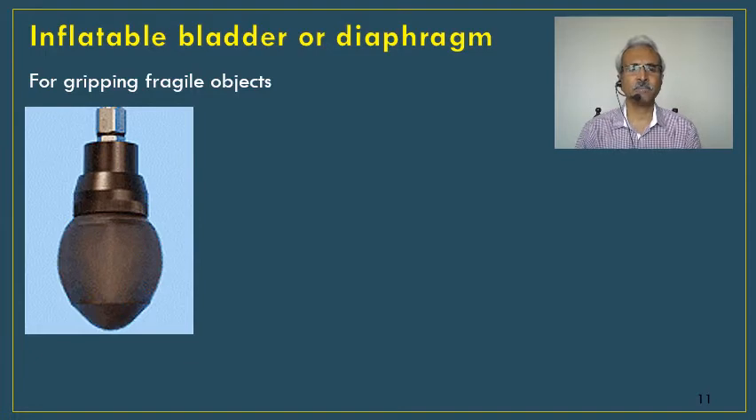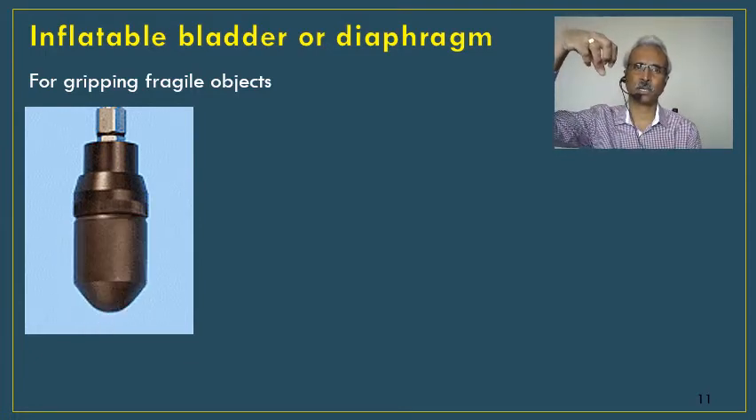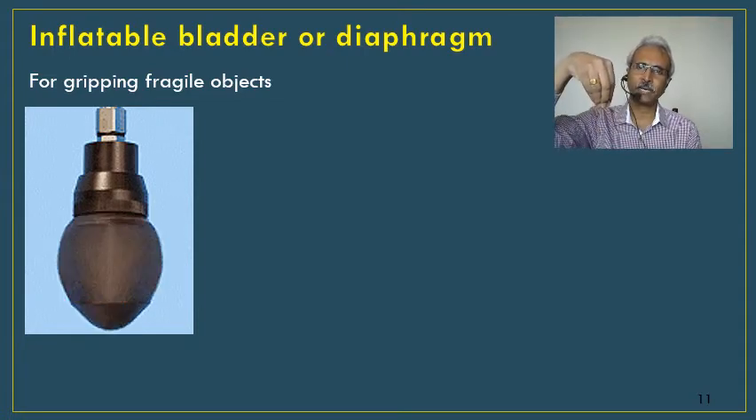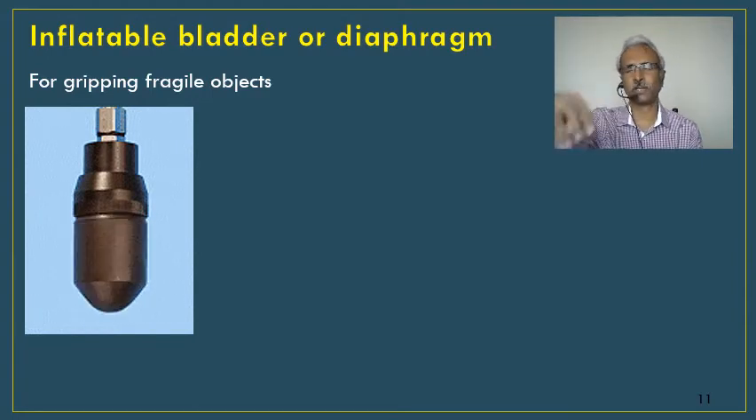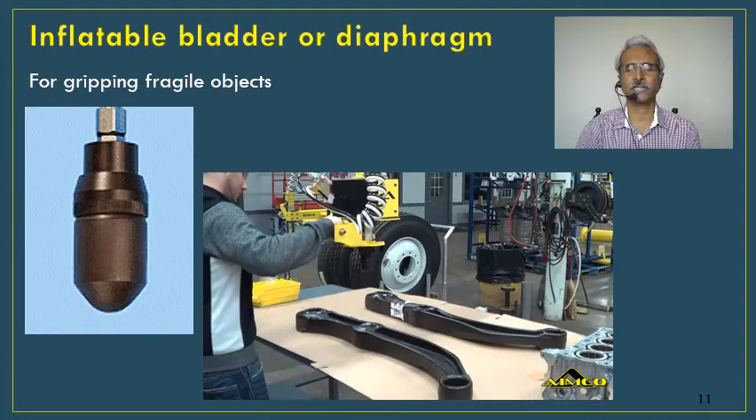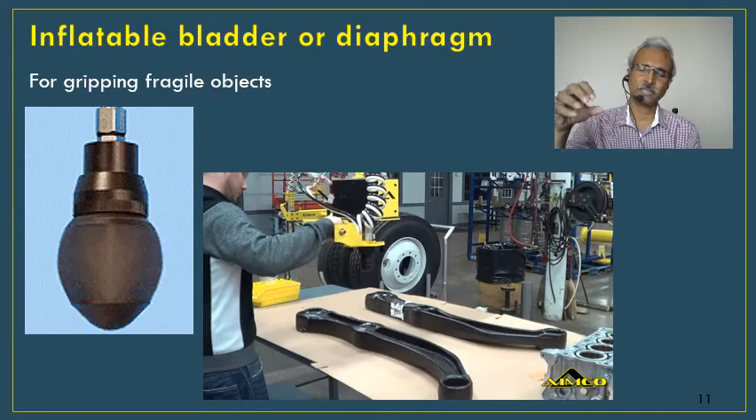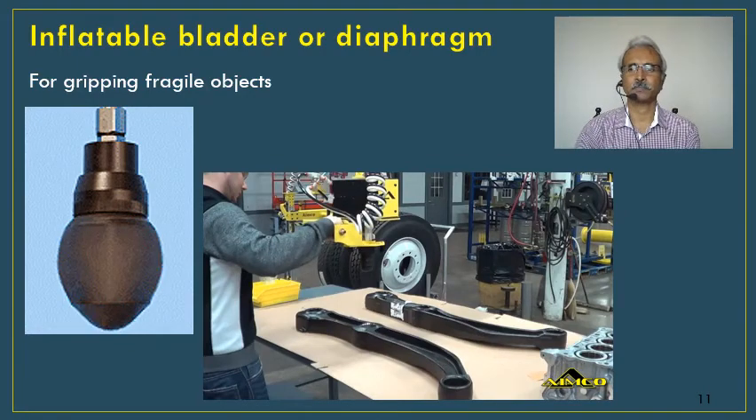So you can see the animation here. Initially the diaphragm is not inflated. So it is sent inside the component, and air is pressurized, and then it expands, and thereby you can lift it. So I'll play a small video here. Here you can see the operator is putting that into the center part of the component, and once compressed air is sent inside, the balloon or the bladder expands, and thereby it grasps it.